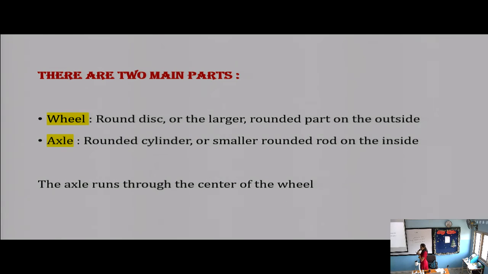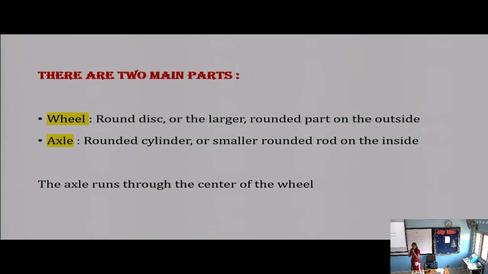So in this, they have 2 important parts. The first part is wheel. The wheel is round in shape. And axle, it is cylinder in shape. You know this shape? Cylindrical. This is cylindrical shape.